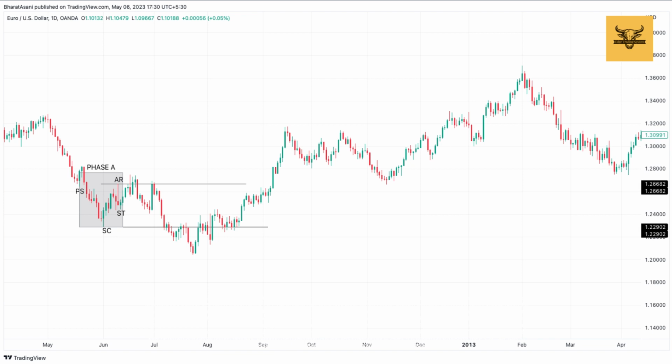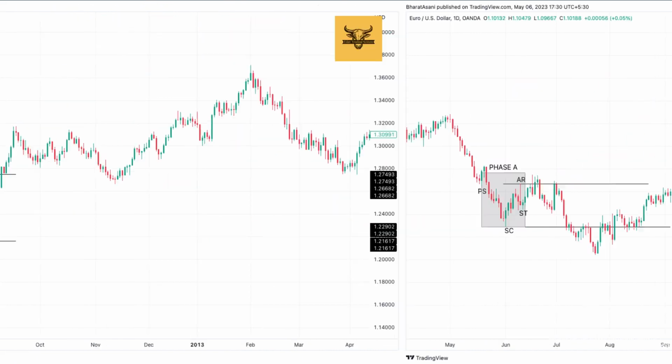Although the downtrend may end less dramatically at times, it is preferable to observe the PS, SC, AR, and ST since they provide a clearer indication that large operators have commenced accumulation.